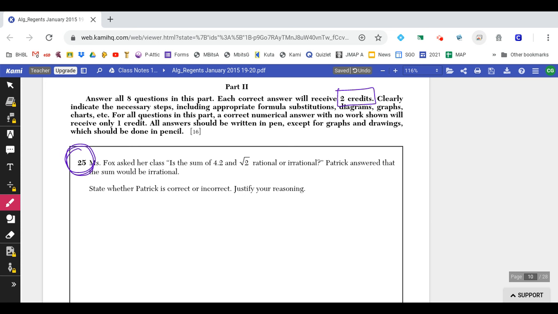So Miss Fox asked her class, is the sum rational or irrational? So if I add my numbers together, 4.2 and radical 2, rational or irrational? Patrick said my sum is irrational. So I want to state whether or not Patrick is correct or incorrect. If I try to add an irrational and a rational number, I will always get an irrational number. So yes, he is correct.